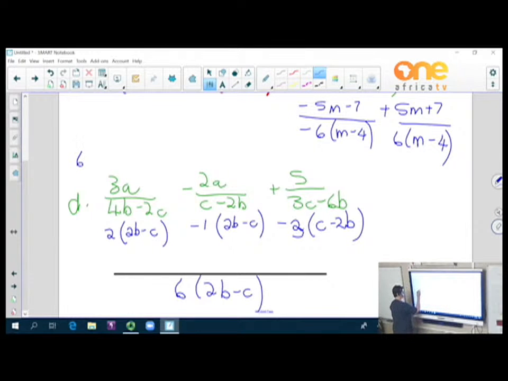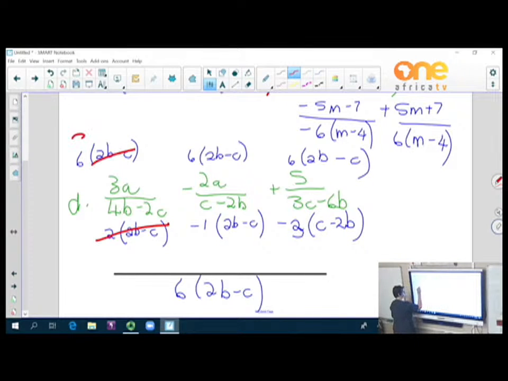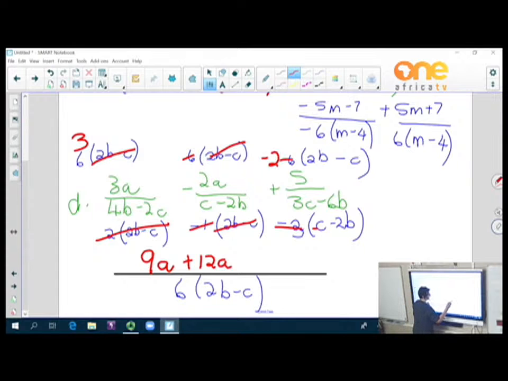So it's 6, 2b minus c, 6, 2b minus c, 6, 2b minus c. And cancel. So there's a 3. If we multiply there, it's 9a. Cancel here. So it is negative 6, positive 12a. Here it will divide negative 2 times. This will cancel out.